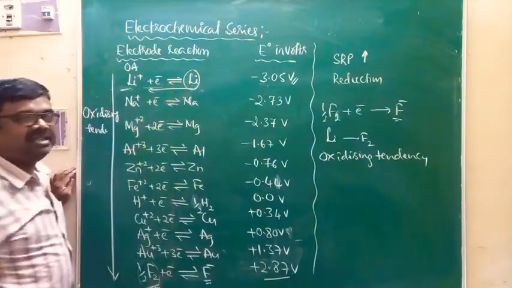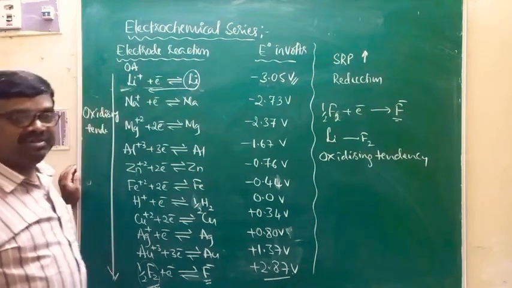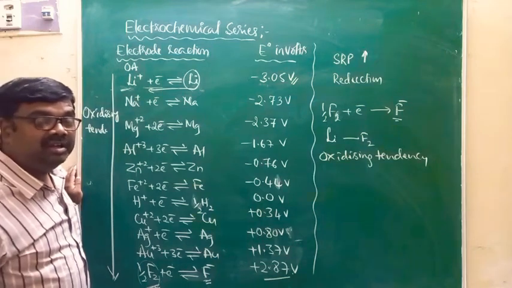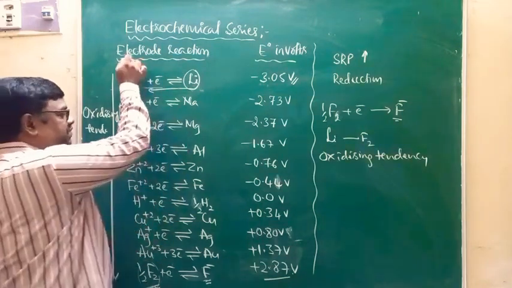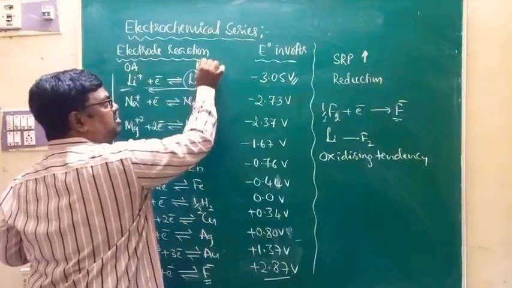And of course, as I said, anything that undergoes oxidation easily is a very good reducing agent. Therefore, if reactants are oxidizing agents, of course products will be reducing agents.